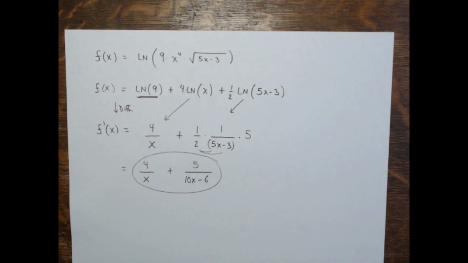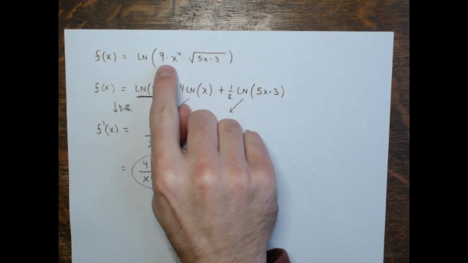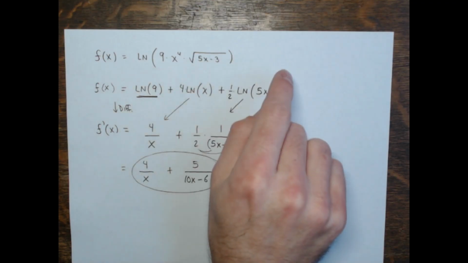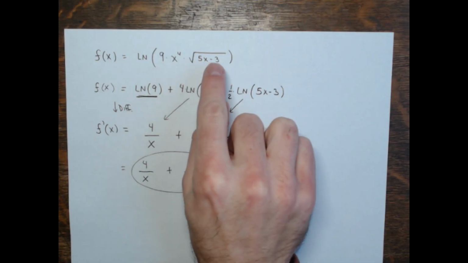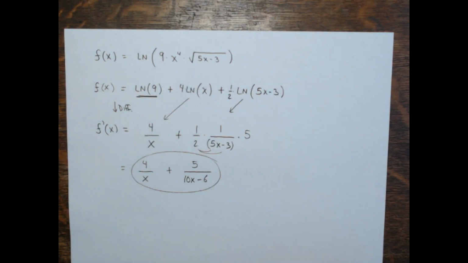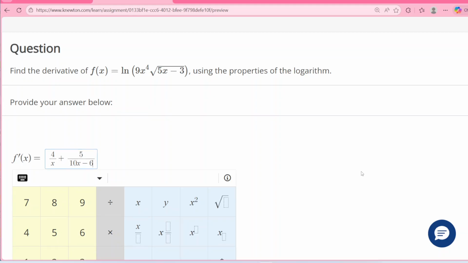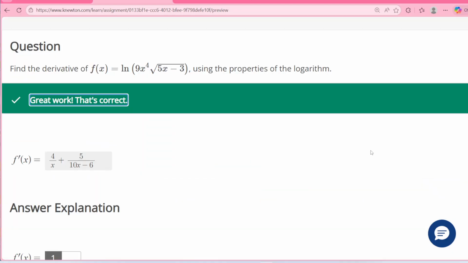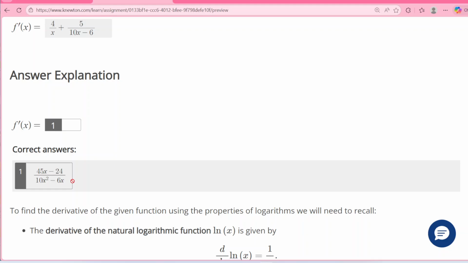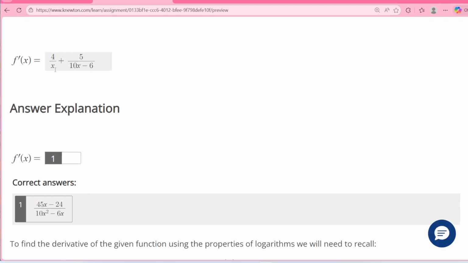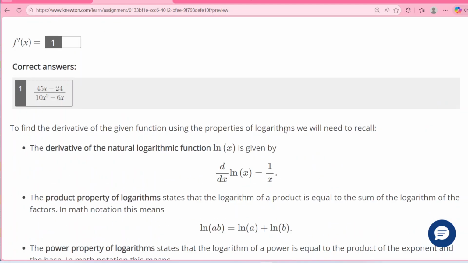There's your derivative function. And it's a lot nicer than writing the reciprocal of this multiplied by the derivative of this, because then I'd have to use the product rule, and it'd just be a mess. You could still do it, but it would be a mess. So we have 4 over x plus 5 divided by 10x minus 6. And this should be good. Yeah, they actually put them together, get a common denominator and put them together. Again, you don't have to do that.